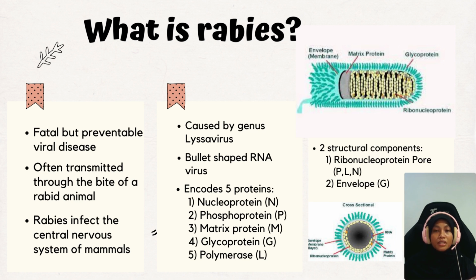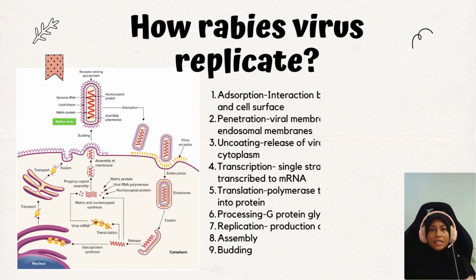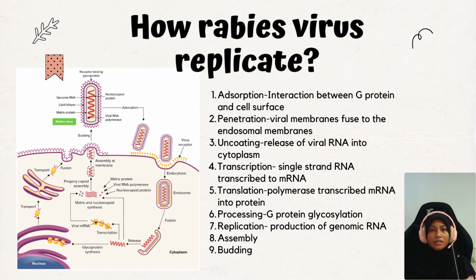The rabies genome encodes 5 types of proteins, namely nucleoprotein, phosphoprotein, matrix protein, glycoprotein, and polymerase. There are 2 major structural components of Rhabdoviridae viruses, which are the ribonucleoprotein core and the envelope. These are the steps involved in replication of the rabies virus.